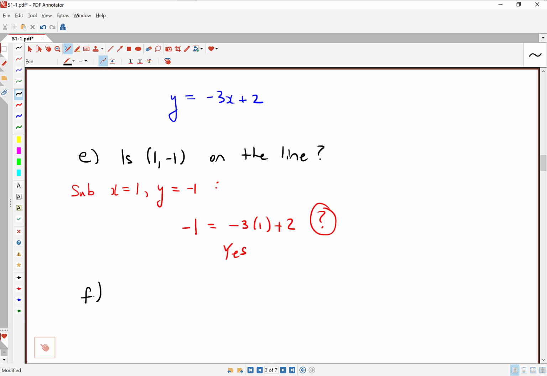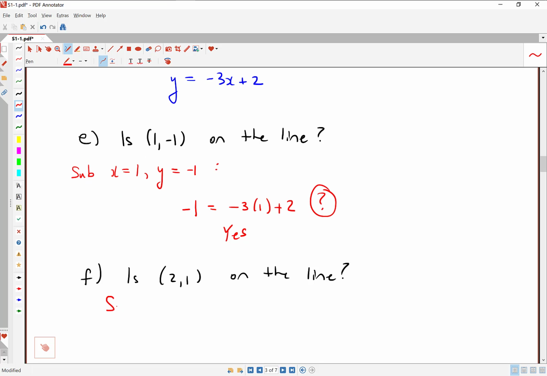Let's do a second version of that. We'll just change our point. Let's ask, is the point 2, 1 on the line? So now we're just subbing a different combination of x and y values. X always being the first number, so x is 2, y is 1. Let's sub that in. And what we're subbing into is our equation that we've got up at the top of the screen here. So as we sub in, this would look like 1 equals negative 3 times 2 plus 2.